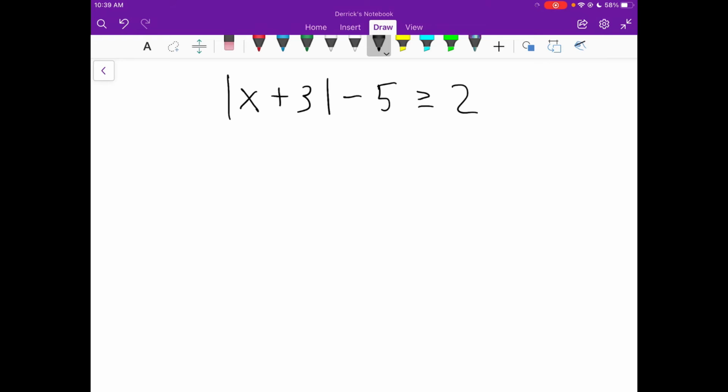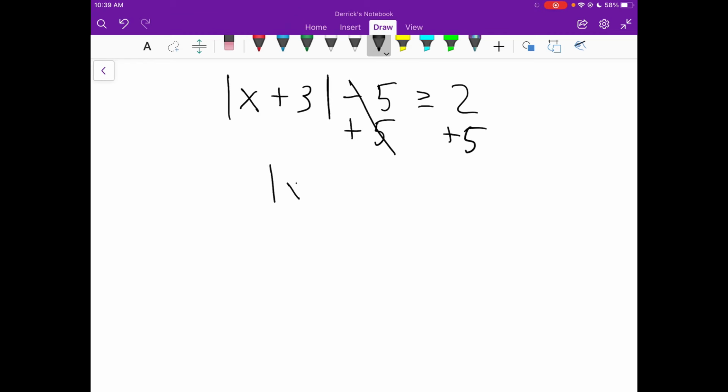Let's look at one more example here. Notice with this one that our absolute value is not isolated on the left side of the inequality. We have this minus 5 right here that is outside the absolute value, but is still on the left side of the inequality. So before we start splitting off into multiple cases, we need to make sure we have that absolute value isolated, meaning our first step needs to be to add 5 to the other side.